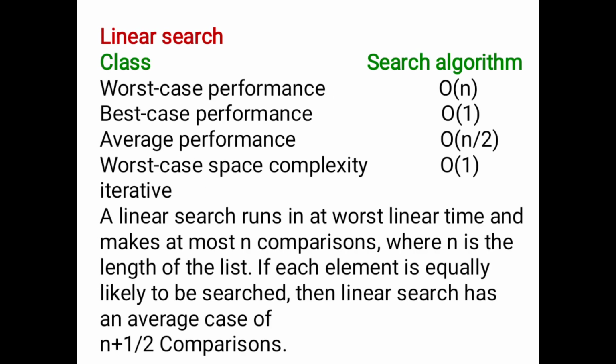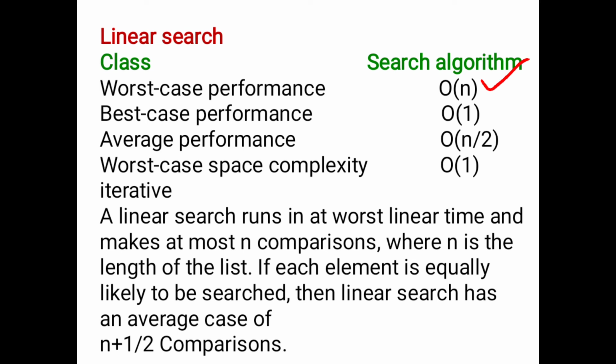Okay, then what is the complexity found in linear search? Can you remember these complexities? Worst case, best case, average case. The worst case performance is big O of n, where n is the size of the array. Worst case means it can take a lot of time for searching, because up to n elements can be searched through this process. So big O of n is the worst case.